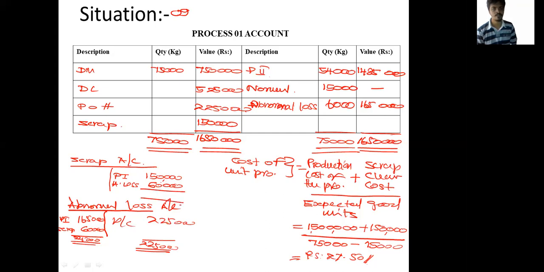And the scrap value, if we assume that we are paying these by cash, then 210,000. This side also 210,000 cash. We can pay these by cash. That's all. Take this. If you have any doubts, you can ask.